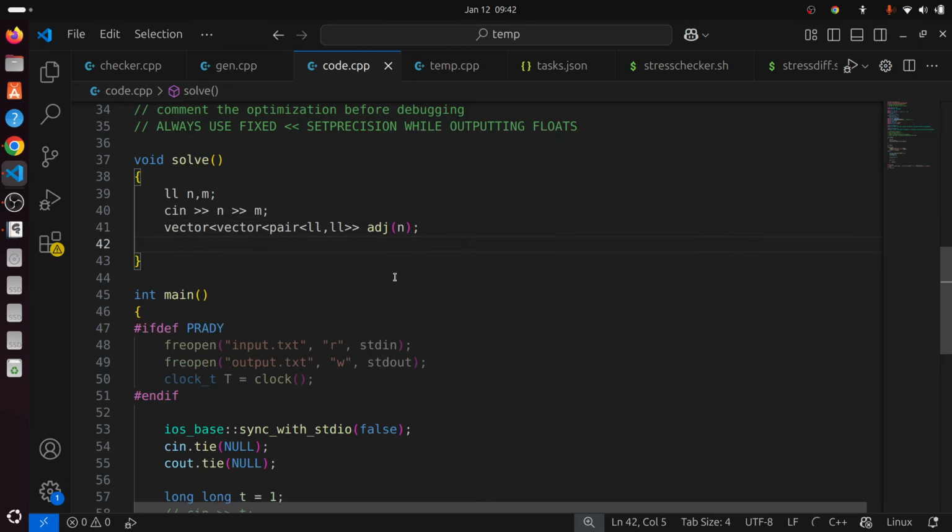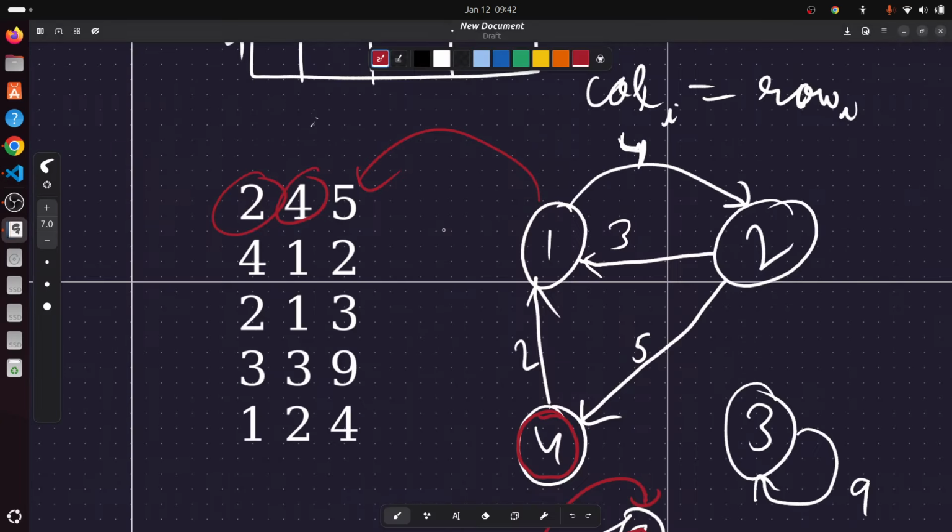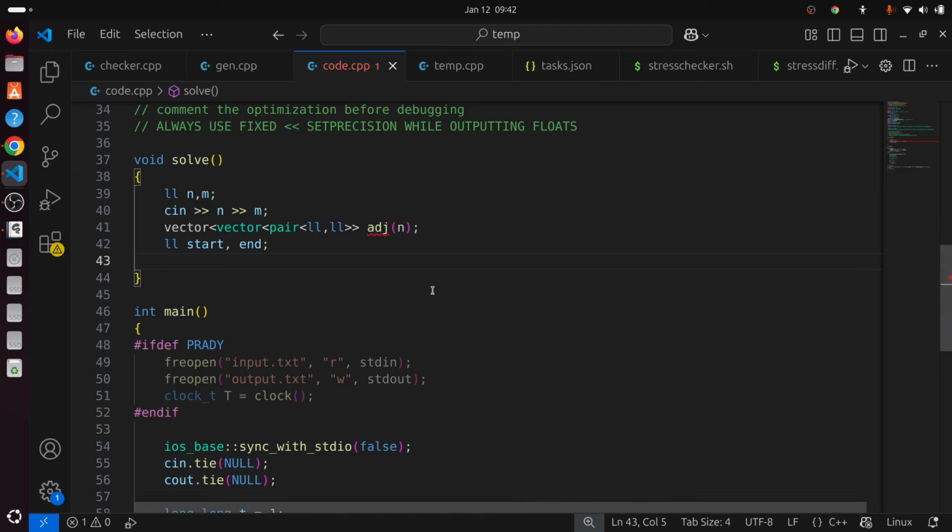Of n size. Then we have m edges, and let us mark the starting point and ending point. So actually, let's just not add this first edge into our graph. We will not add it to the adjacency list because it doesn't really matter. We won't even use it, right? So vector of vector, start, end, and the final answer.